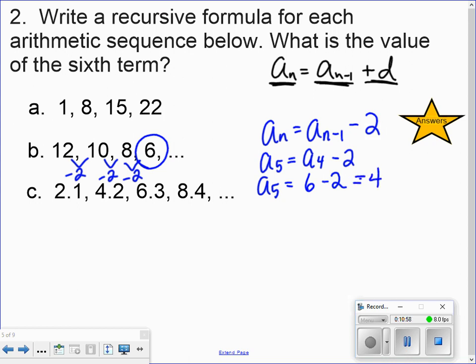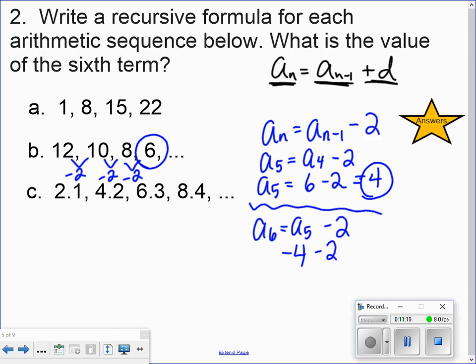Now that we know the fifth term, we can use that to find the sixth term. So to get a of 6, we'll need a of 6 minus 1, or the fifth term, a of 5, minus 2. Remember, we now know the fifth term. The fifth term is this 4. So to get the sixth term, we would take 4 minus 2, which gives us 2. So our sixth term here is 2.